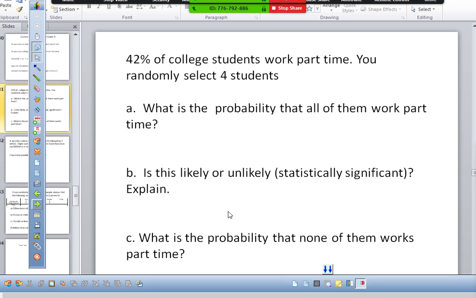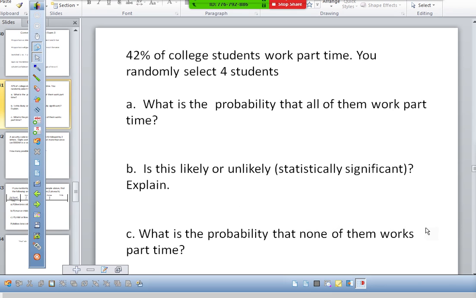Okay, here is our first problem. Take a look at it.